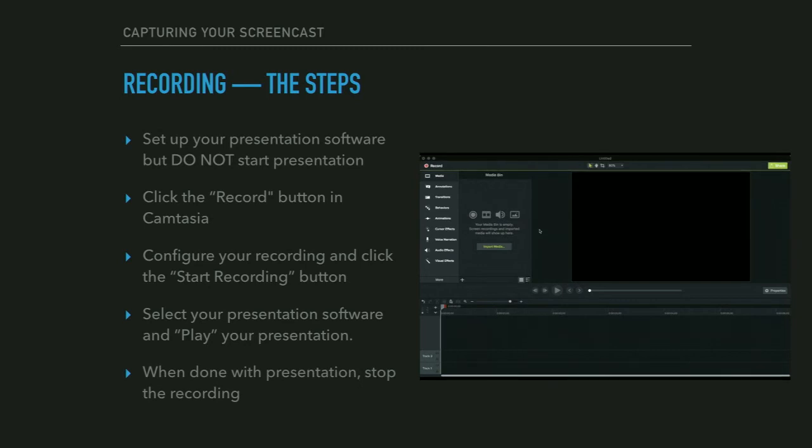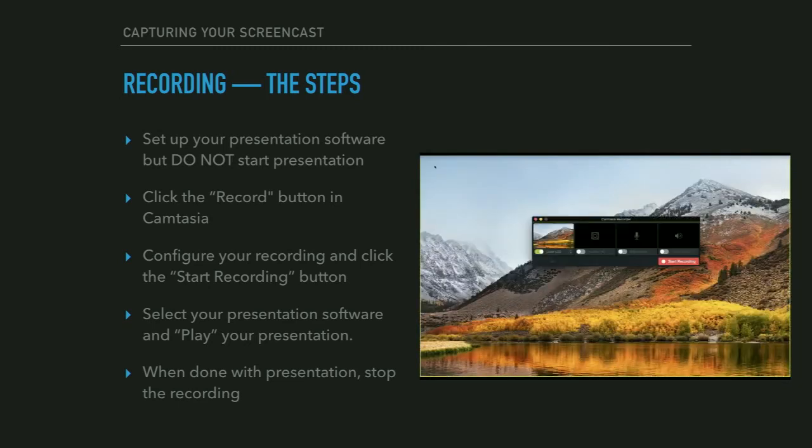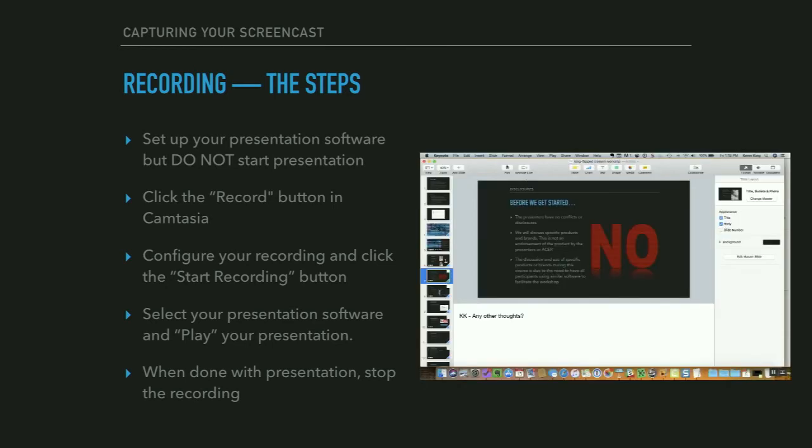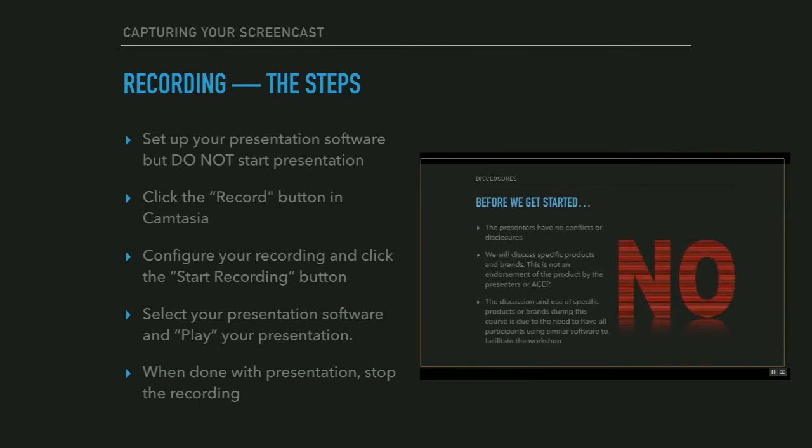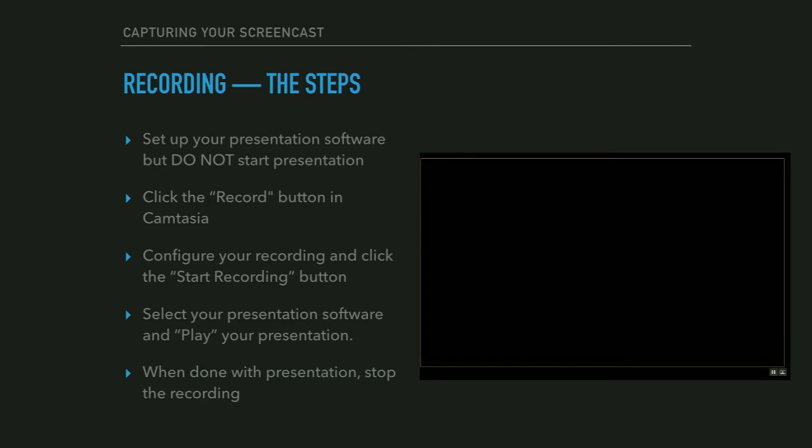So here we go. You're going to go up, press the record button. Okay. You're going to set up your screen and everything else that you need to do, all your audio and such. Now you're going to press start recording. You're going to go to your thing, start your PowerPoint. This is just a talk I gave. It's going through the slides. I'm talking. Now I'm done.